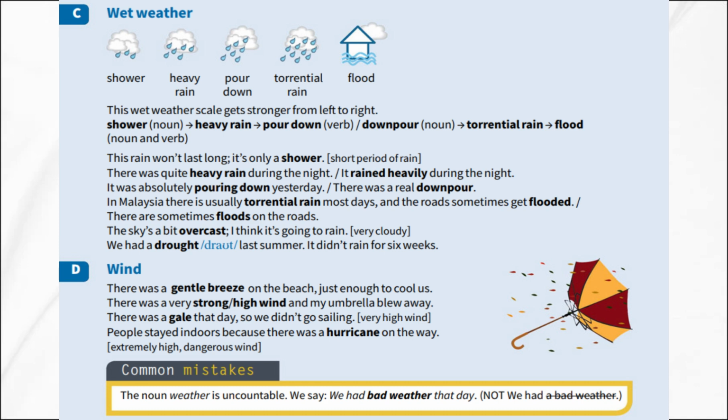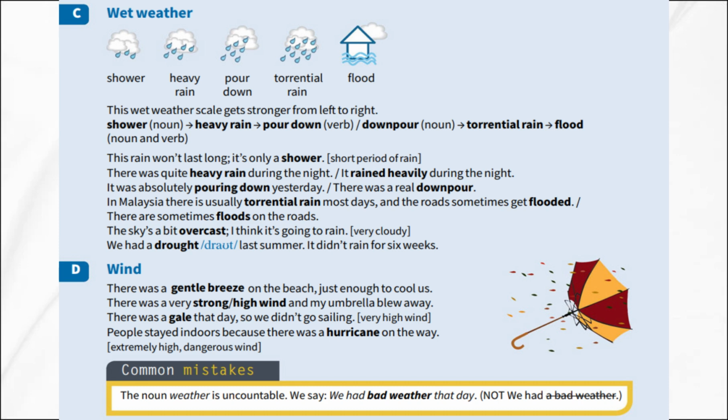Wind. Finally, let us talk about wind. It can be gentle or extremely dangerous. On a calm day, there might be a gentle breeze on the beach, just enough to cool you down. But if the wind is strong, we say there is a strong wind or a high wind. In fact, it might be so strong that your umbrella blows away.